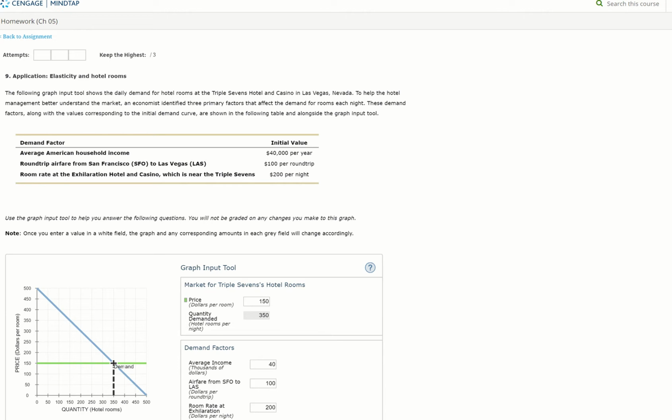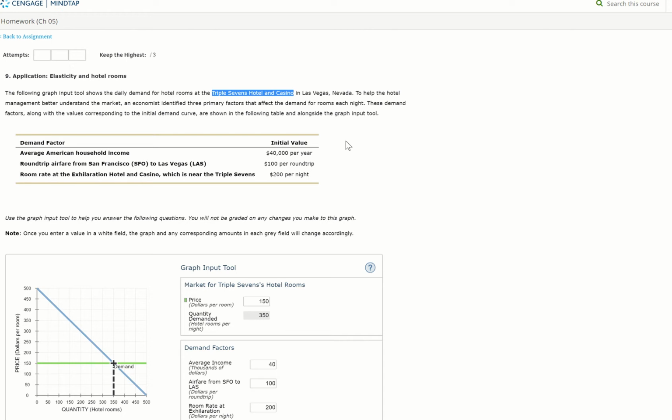All right, so we have 3 demand factors over here. We have the average American household income, round trip airfare from San Francisco to Las Vegas, and the room rate at Acceleration Hotel and Casino, which is near the 777. All right, so before we go over the math in this problem, we have to know our main variable, the market. So the market is the rooms in 777 Hotel Casino. This is our main market, and these 3 factors might have an impact on our 777 hotel rooms.